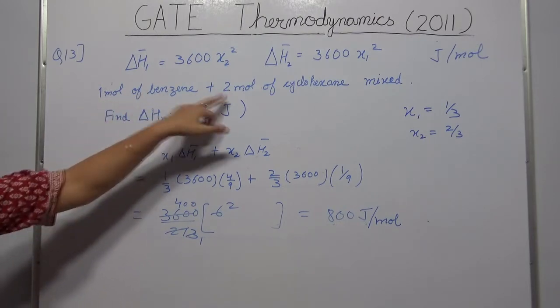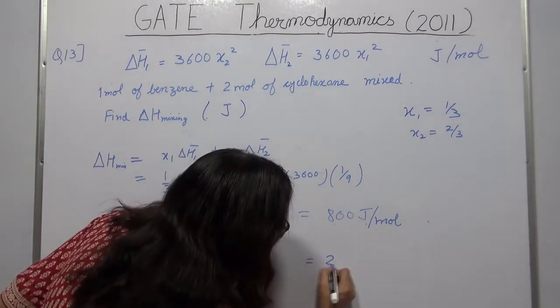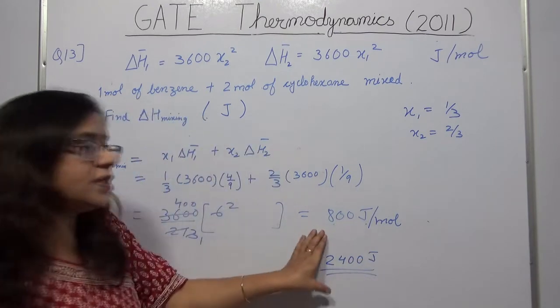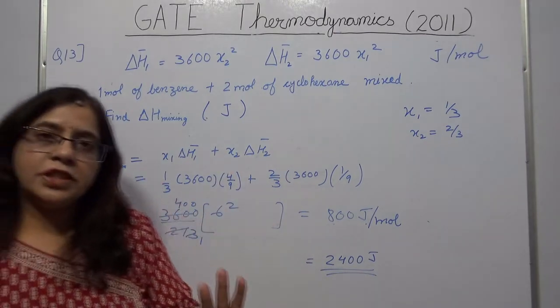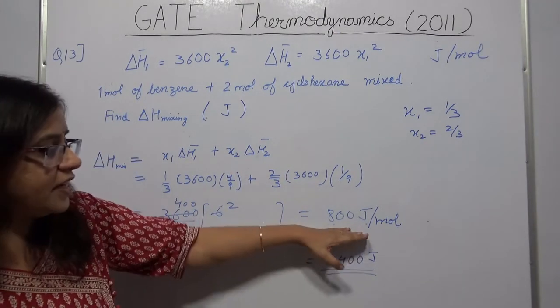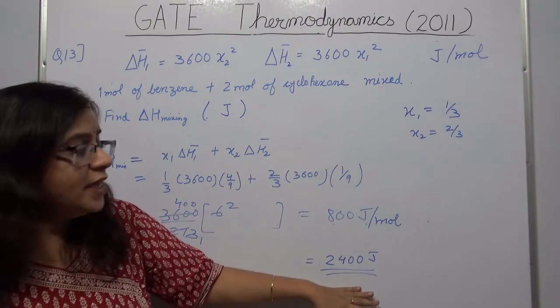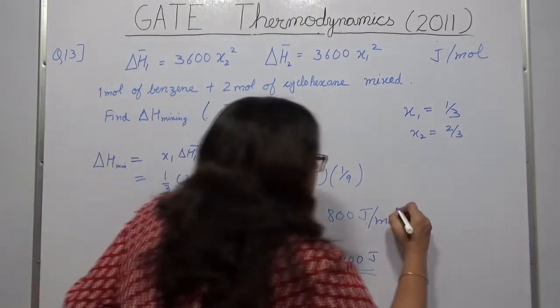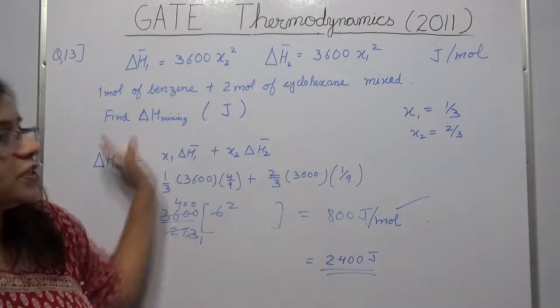So you have 1 plus 2, 3 moles of mixture, so multiply it with 3 and then your final answer will be 2400 joules. This is the step where you may go wrong, because among the 4 options they have provided, you have both 800 and 2400. If you do not read the problem correctly, then in a hurry you might give this answer, and then your whole question will become wrong.